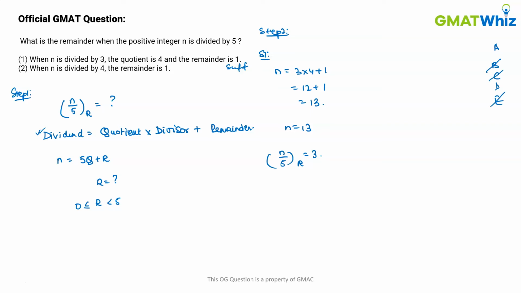Now moving on to statement 2. Statement 2 tells me that when n is divided by 4, the remainder is 1. Again, using the relation of quotient, divisor, dividend and remainder, I have n is equal to q times 4 plus 1. Now, you obviously cannot make any inferences as there can be multiple values of q.